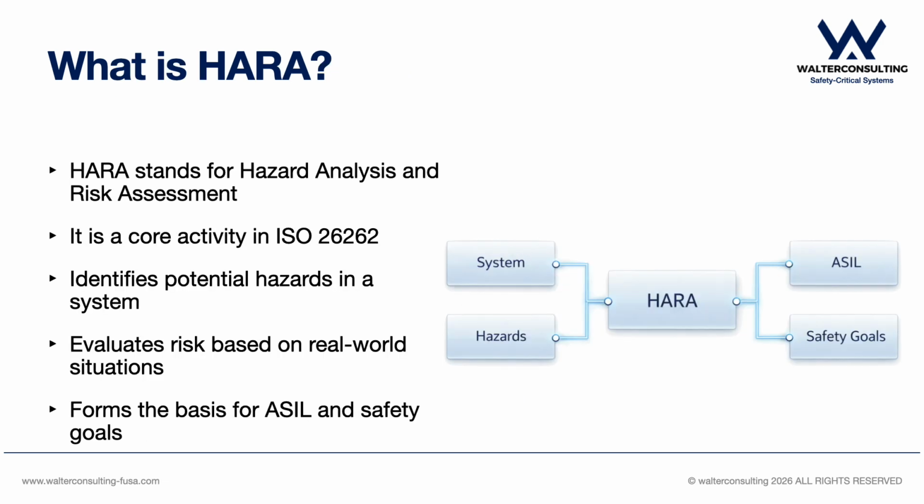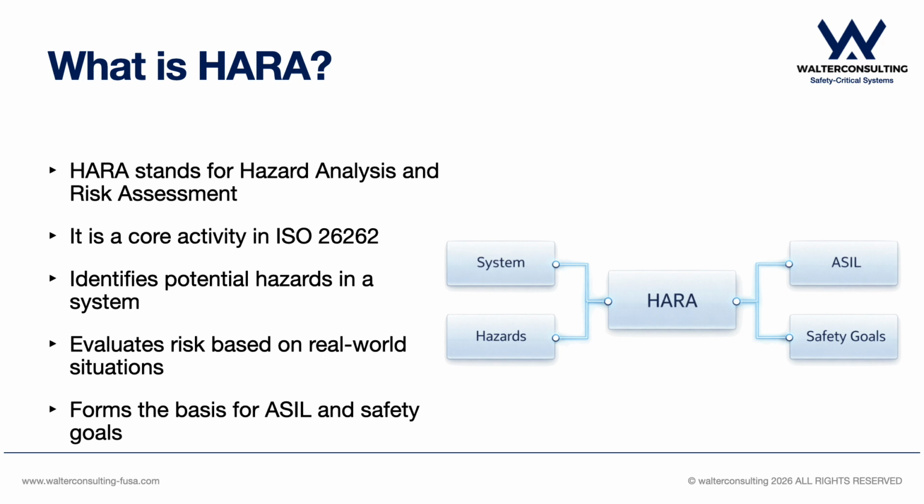So what exactly is HARA? HARA stands for Hazard Analysis and Risk Assessment. It is one of the core activities in ISO 26262 and plays a key role in functional safety. The purpose of HARA is to systematically identify potential hazards in a system and to evaluate the associated risk based on real-world situations. In simple terms, HARA answers two fundamental questions. What can go wrong? And how critical is it?